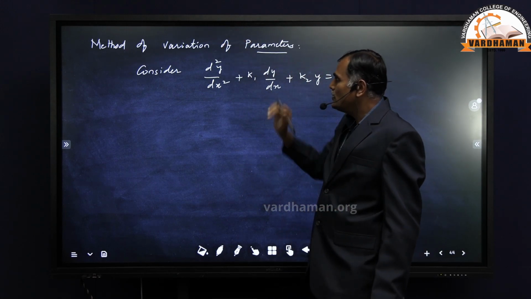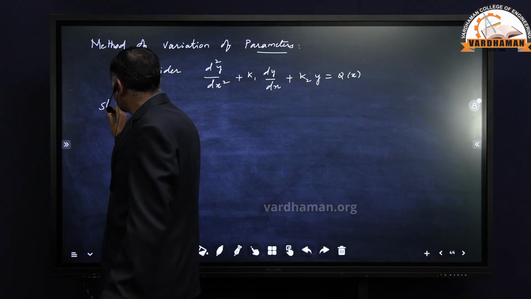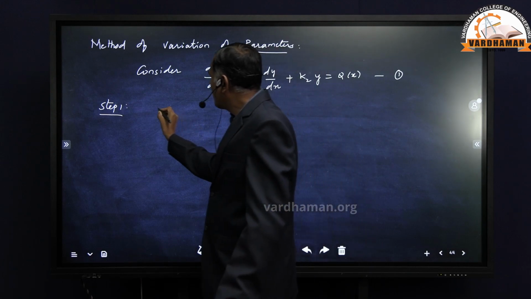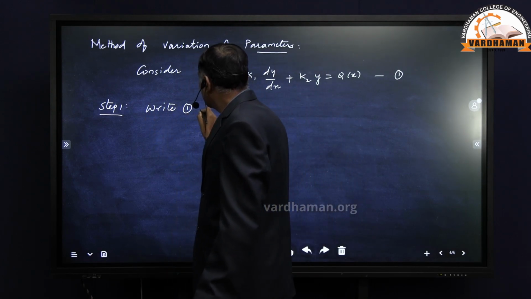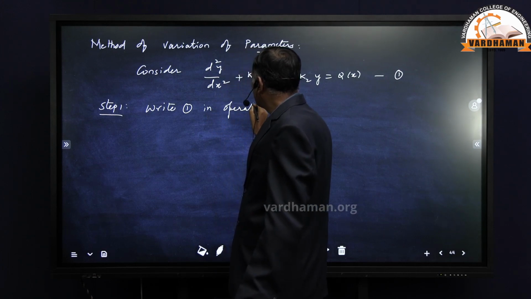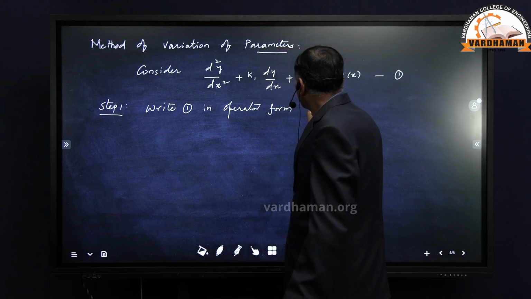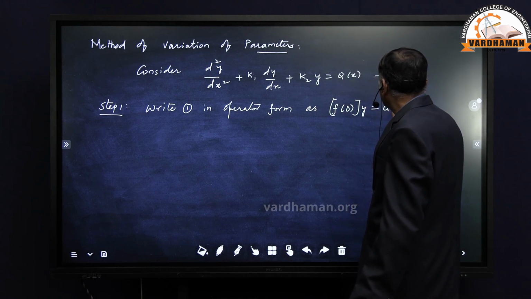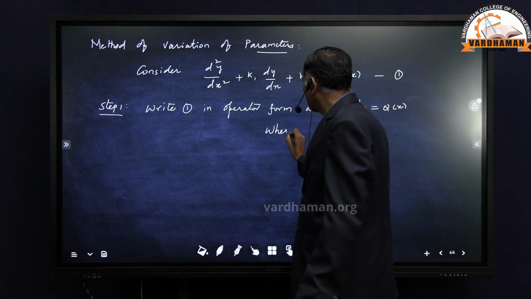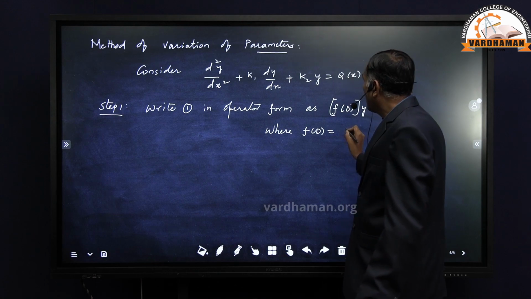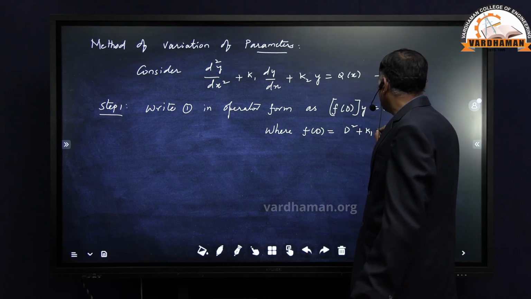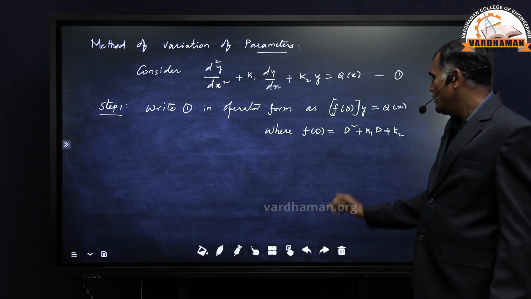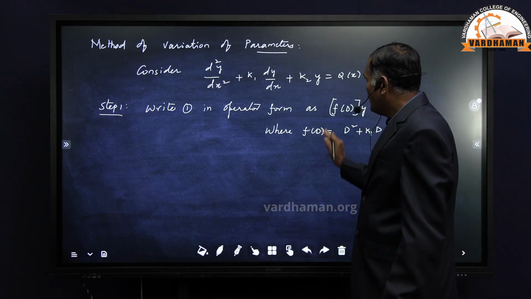Now to find the solution by this method, first write down the given equation in operator form as f of D into y equals q of x, where f of D equals D square plus k1 into D plus k2, where k1, k2 can be either functions or constants, but in this case we are taking k1, k2 as constants. Now this is the first step.